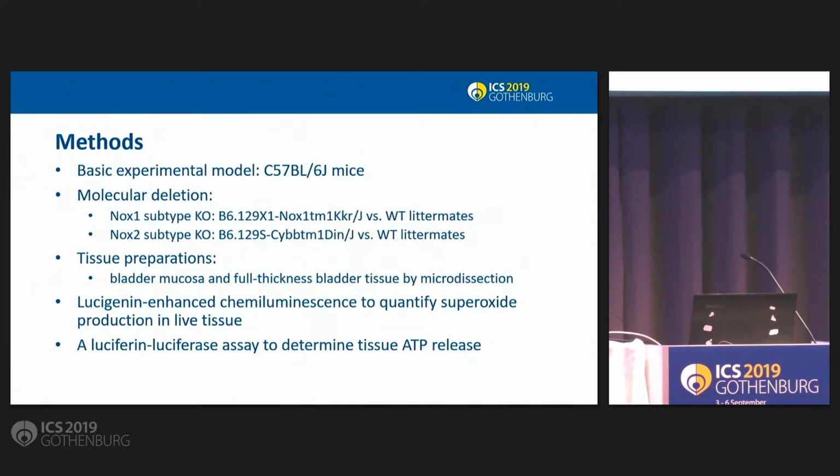The basic experiment model is the C57 mice. This is the wild-type mice. On this background, the NOx1 subtype knockout and NOx2 subtype knockout were generated, and then wild-type littermates were used as a control. The tissue preparations are mainly fresh isolated bladder mucosa and full-thickness bladder tissue by microdissection. We used lucigenin-enhanced chemiluminescence to determine the quantity of superoxide production in live tissue. We also used luciferin-luciferase assay to determine the tissue ATP release.